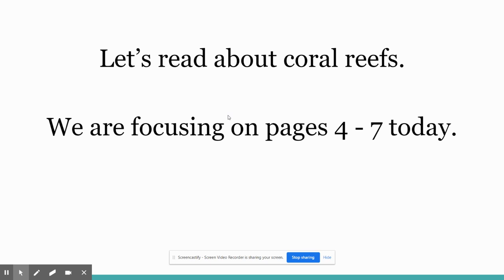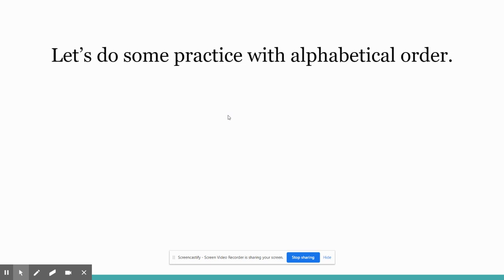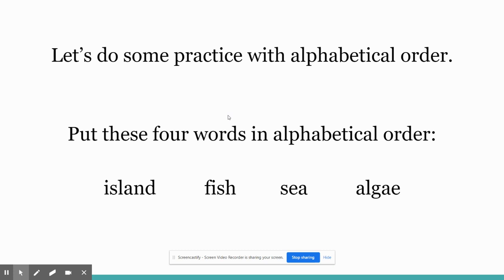Let's keep going. So, the other objective that we had on our list today is to do some practice with alphabetical order, which is also going to be in your assignment for today. So let's work on a couple of those just for some practice. So, putting these four words in alphabetical order. Perhaps you want to pause right now and give it a try on your own.